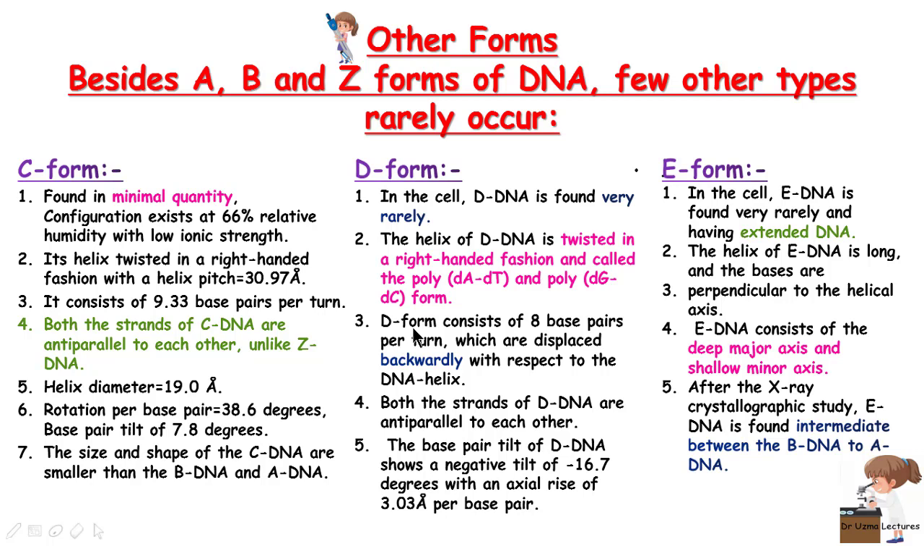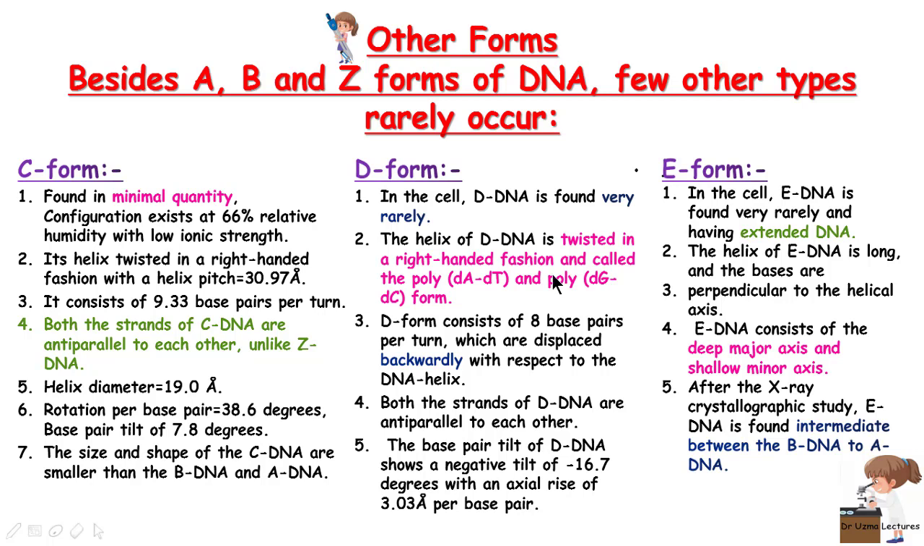The D form consists of 8 base pairs per turn, which are displaced backwardly with respect to the DNA helix. Both the strands of the D-DNA are antiparallel to each other, and the base pair tilt is negative 16.7 degrees with an axial rise of 3.03 angstrom per base pair.